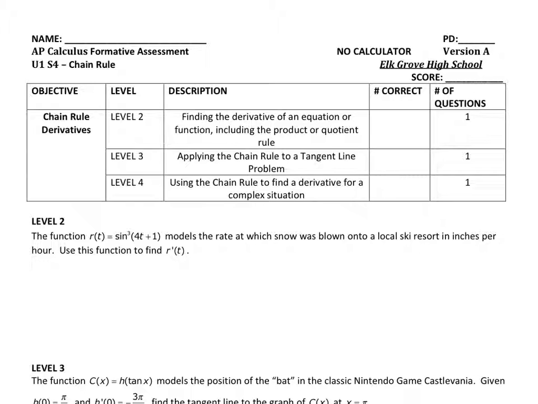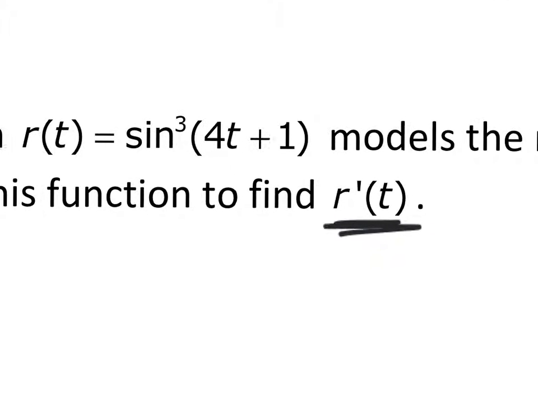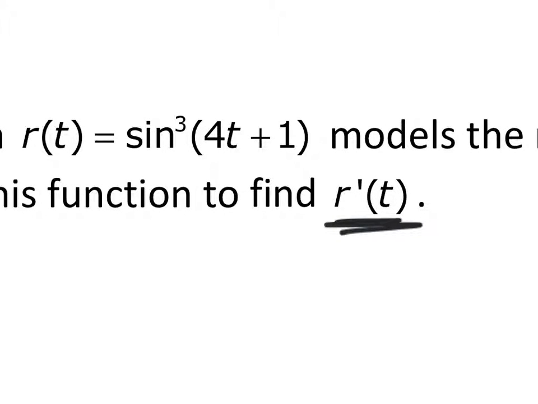So if I look at a problem like the one at level 2, I have R of t, which describes snow blown at a local ski resort, etc. It ultimately wants me to determine what the derivative is equal to. So when I look at R of t, here's what I see. I see three functions. I see sine of x, I see x cubed, and I see 4x, or in this case t, plus 1. So that means that I should ultimately be taking three derivatives that I will end up multiplying together.